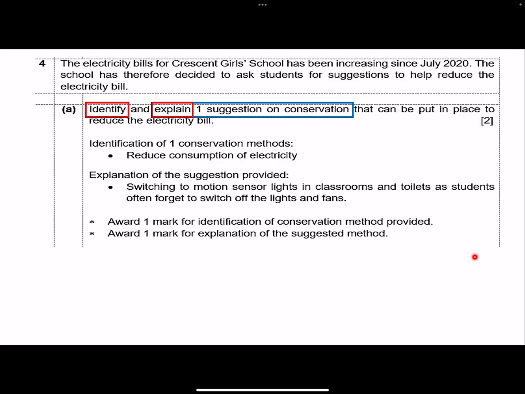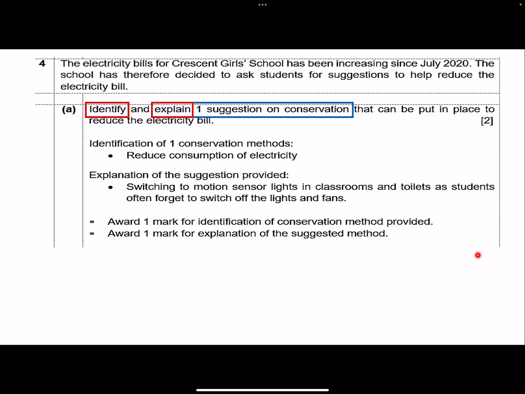So one way will be to reduce consumption of electricity. That's one of the biggest things that you are looking at. What can reduce consumption of electricity? Maybe motion sensors, maybe switching off lights when not in use, maybe not using air conditioning. But after identifying that, you have to explain how that will work. By switching off the lights, you avoid wastage, you consume less power.